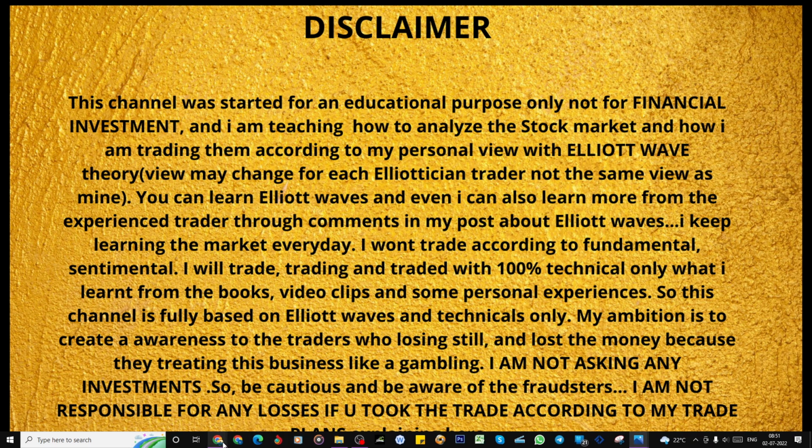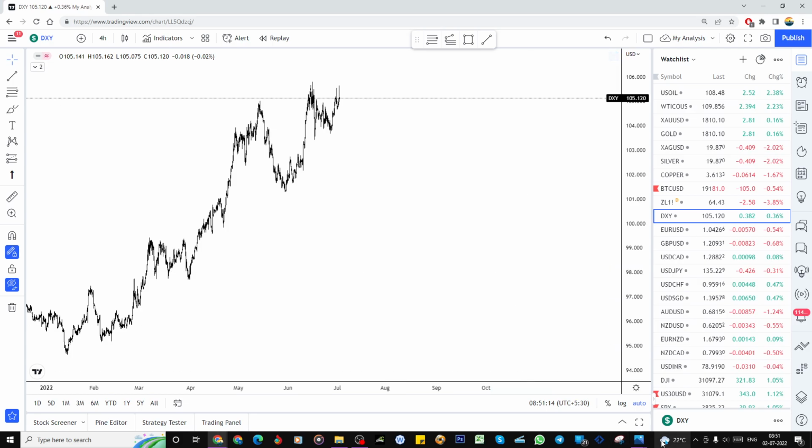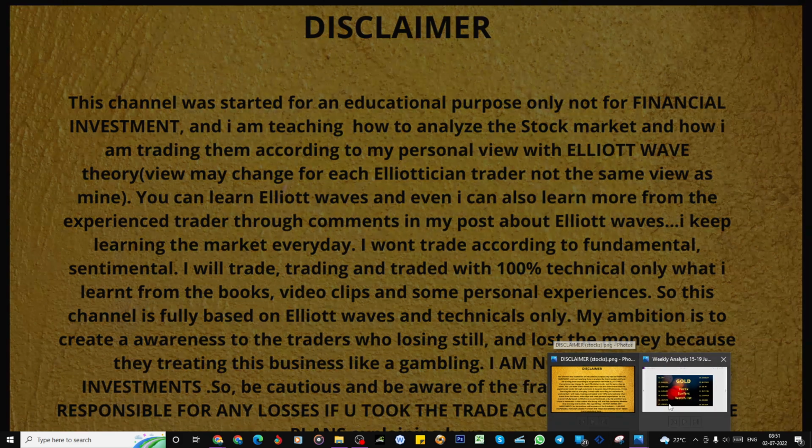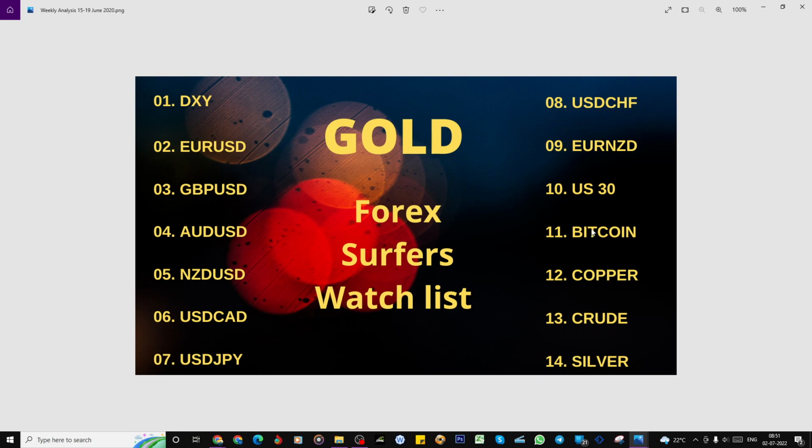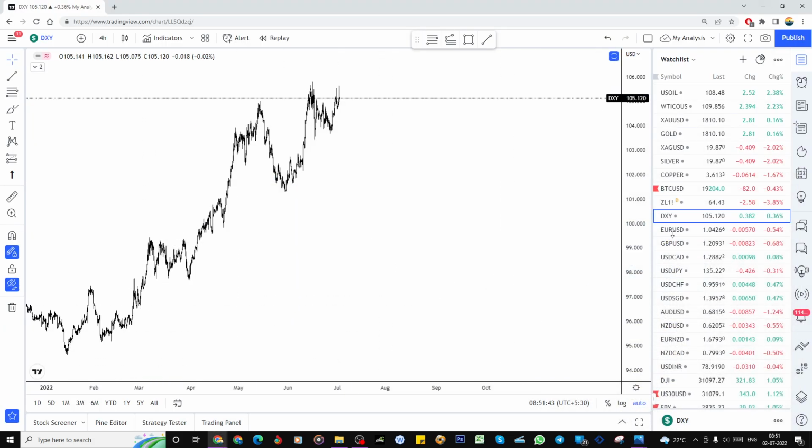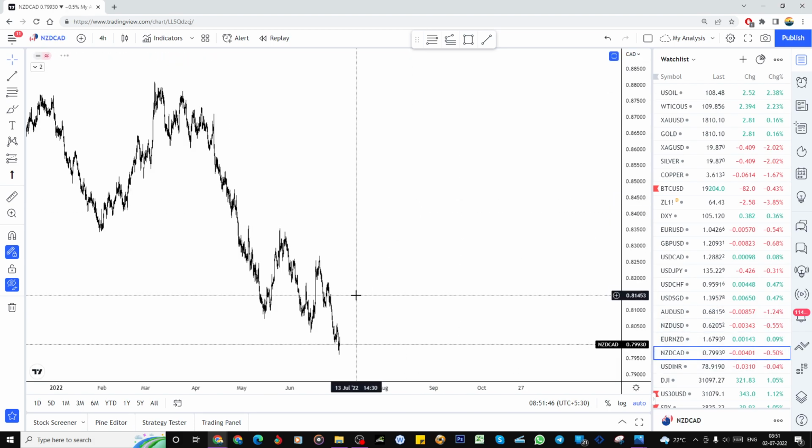So let's move on to first DXY. And this is our regular watch list, and last week I deleted AJ, CJ as well as New Zealand Cad. So now this is the remaining of 15 pairs. Finally the gold, and New Zealand Cad got achieved the target of 0.8015.